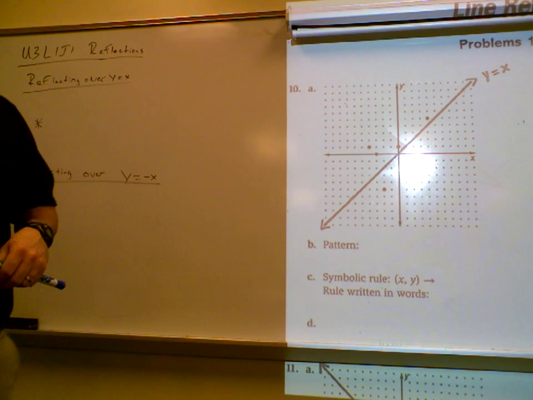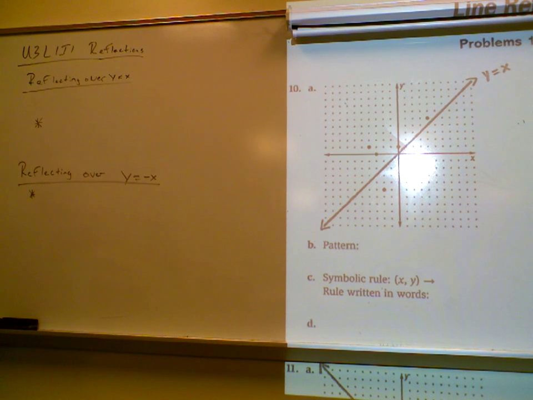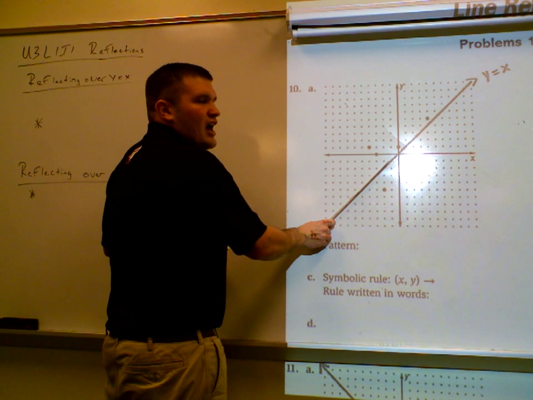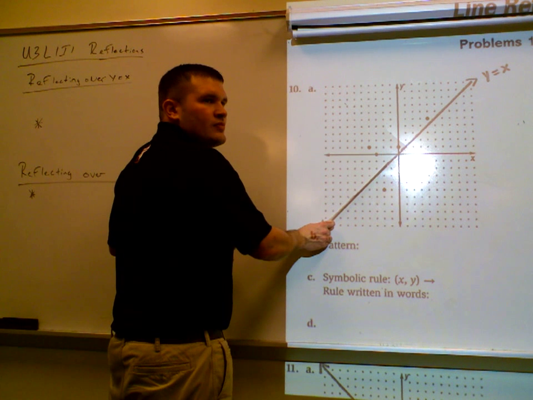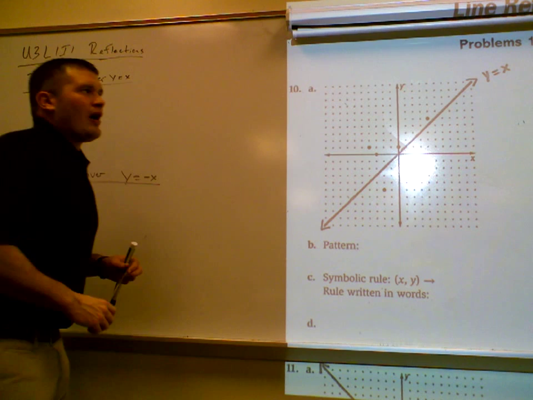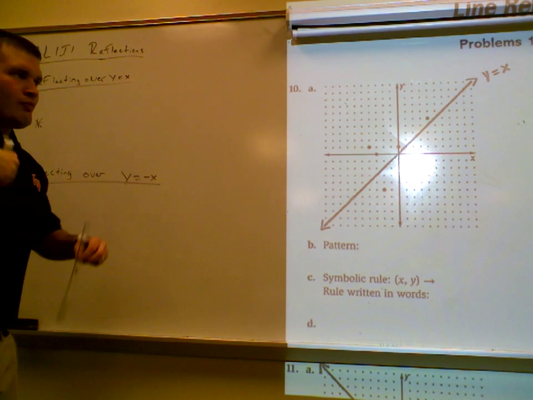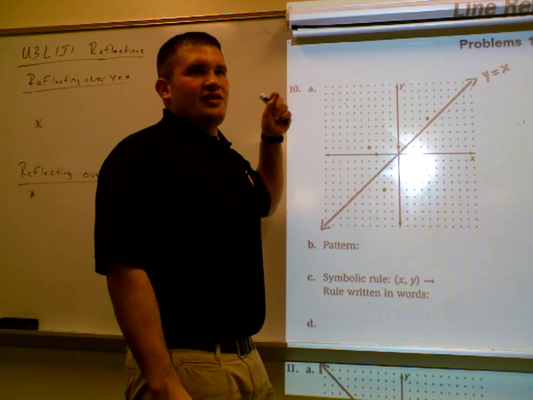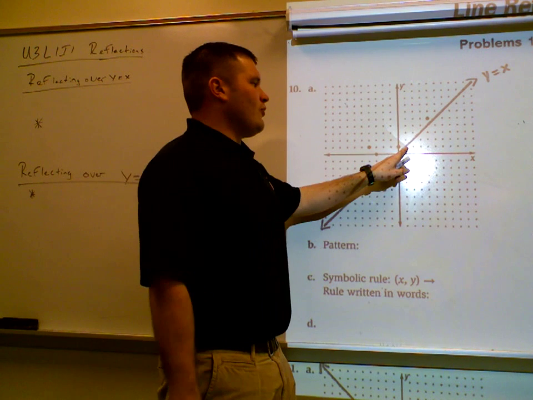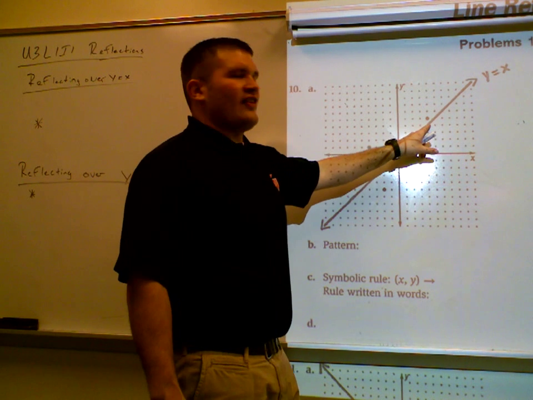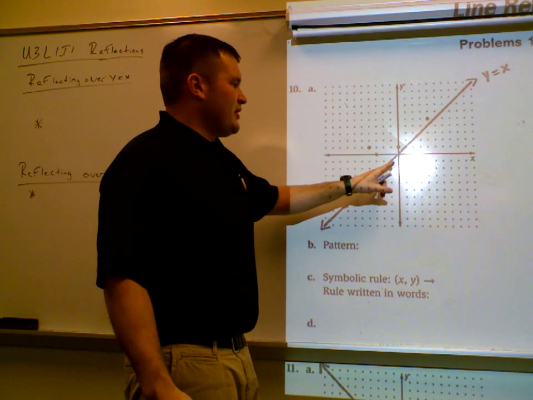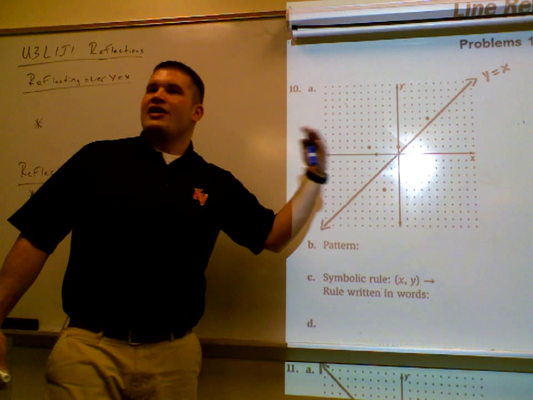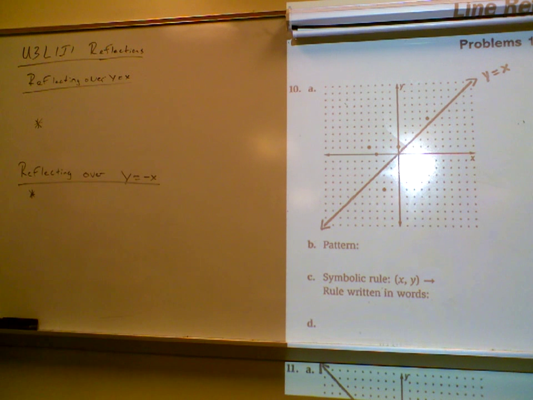So today, Andrea, we're going to reflect across this line right here. It's not vertical, it's not horizontal. Now that is the y equals x line. We know it's the y equals x line because every point on here has the same x and y coordinates. It goes 1, 1, 2, 2, 3, 3, 4, 4, 5, 5, and so on. Same thing down here, 0, 0, negative 1, negative 1, negative 2, negative 2, negative 3, negative 3. And it keeps going. Okay, does that make sense?